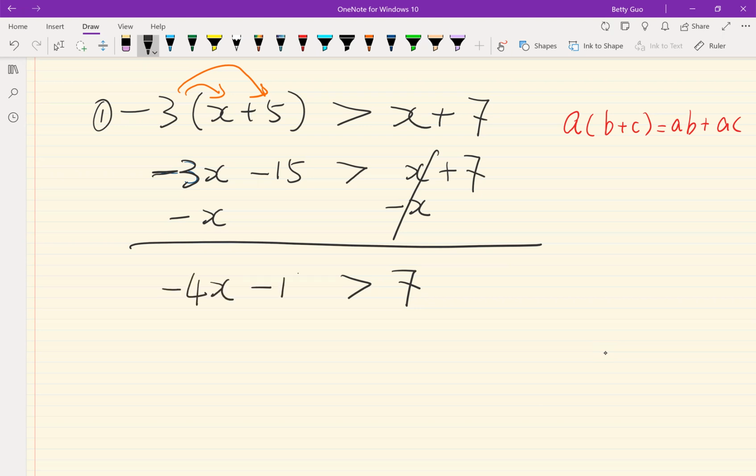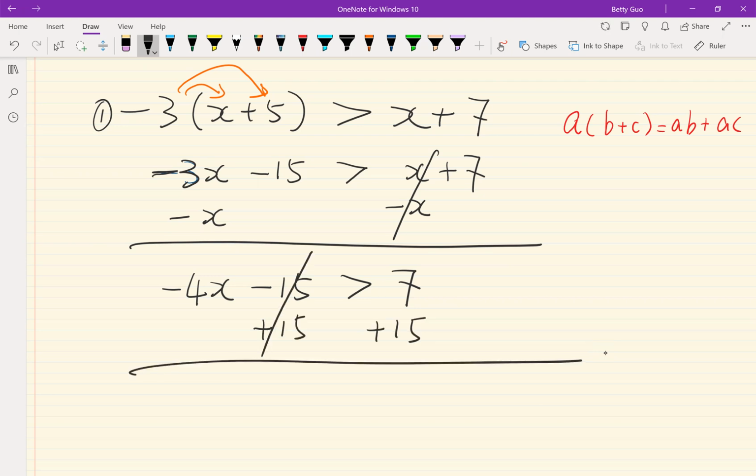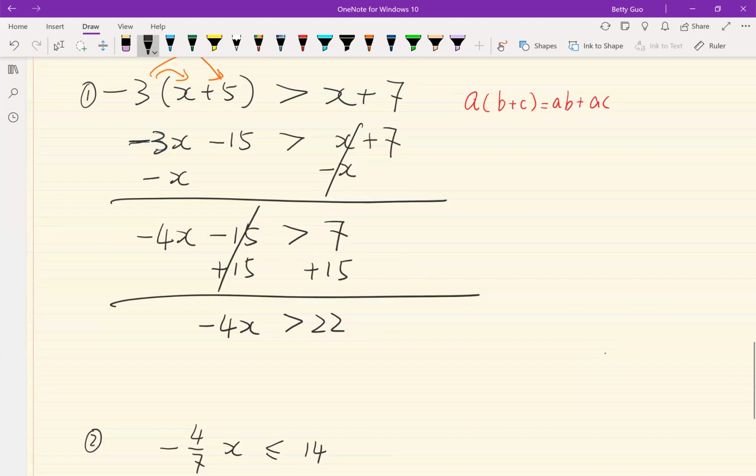Bring down negative 15. How do you get rid of negative 15 from the left-hand side? You add 15 to both sides, right? And negative 15 and positive 15 cancel each other. On the right-hand side, we have 7 plus 15, that is 22. On the left, we have negative 4x. And then we're going to divide both sides by negative 4.